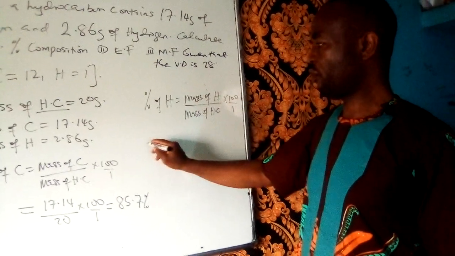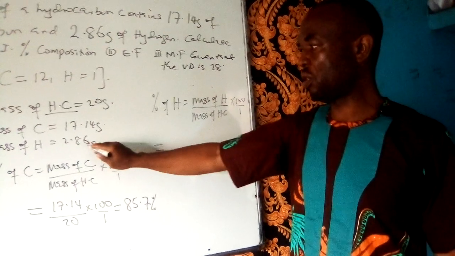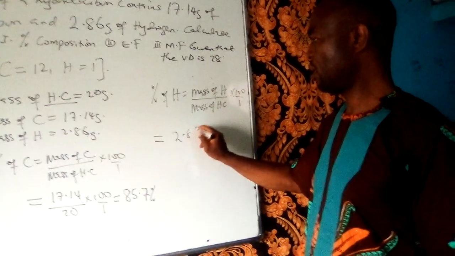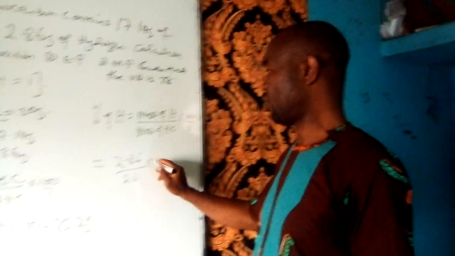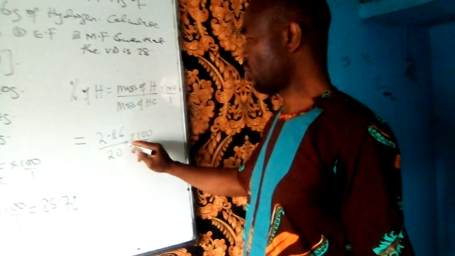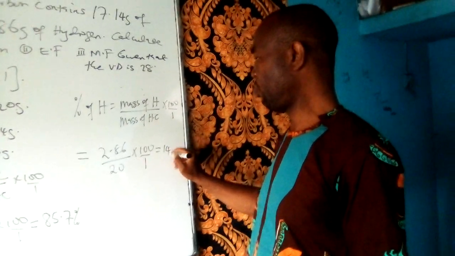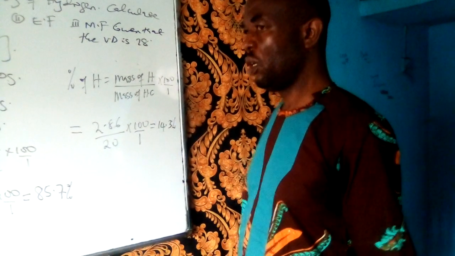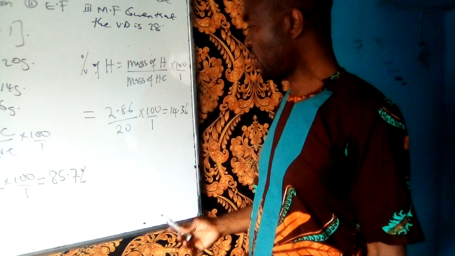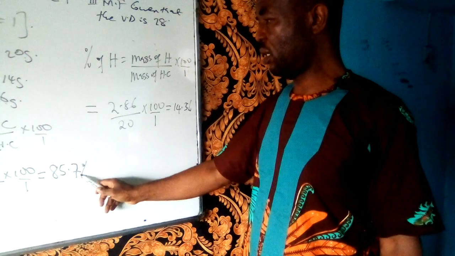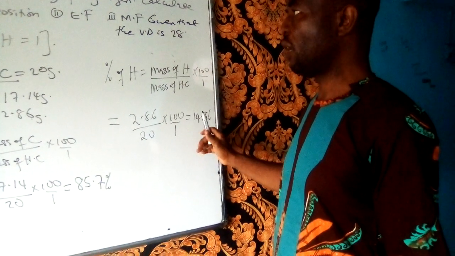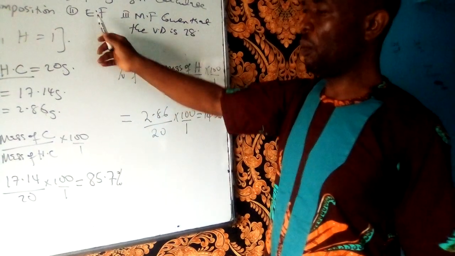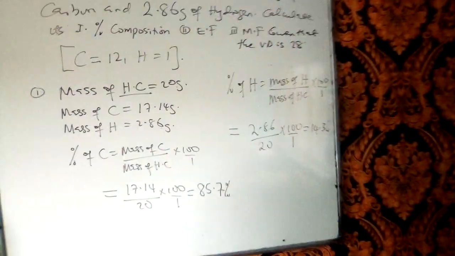The mass of hydrogen in the compound is given to us as 2.86. The mass of the compound is 20 grams, times 100 over 1. When we solve this, we're going to get 14.3%. So to confirm our answer, we'll add the percentages together. Since the compound contains 2 elements, it's going to give us 100%. So having done that, we'll now move to the empirical formula of the compound.